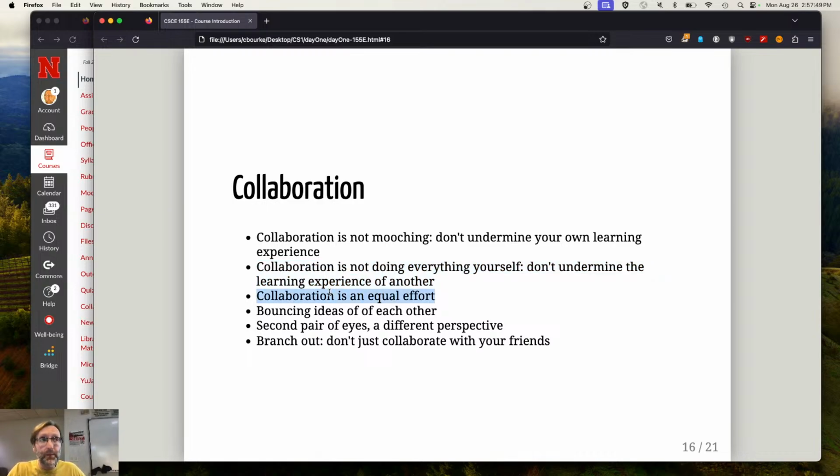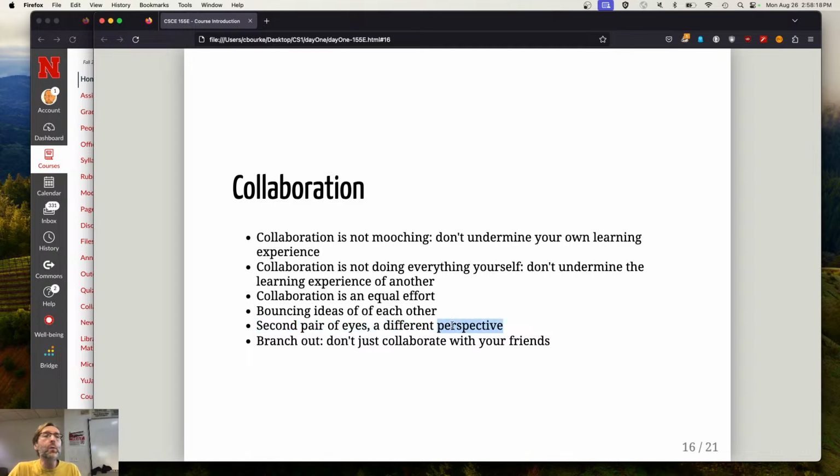You need to be able to bounce ideas off of each other. A second pair of eyes, a different perspective, is always great, right? There are many ways of solving a problem. If your partner comes up with one way and you've come up with a different way, try to explain it to each other. This is why I think we should do this. Your partner says, this is why I think we should do this. They might both be correct, and you might end up doing both solutions or one or the other.